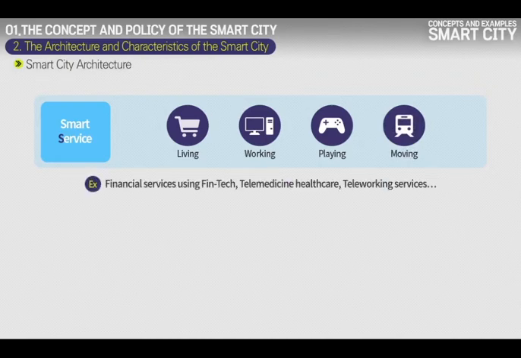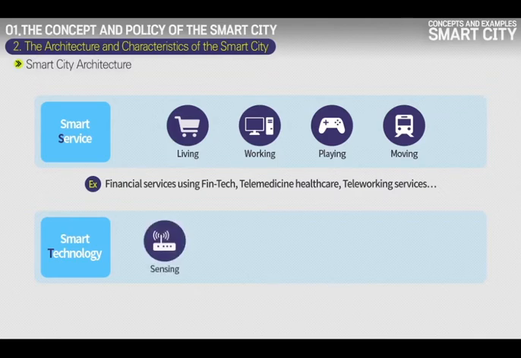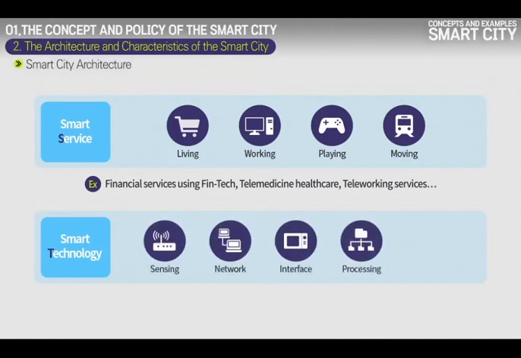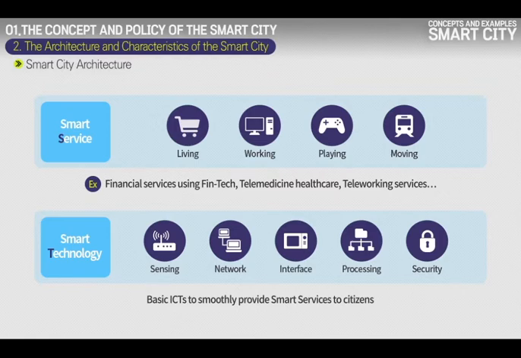They include financial services using fintech, telemedicine, healthcare, and teleworking services. Next, the T for technology in STIM architecture refers to basic ICTs that contain sensing, network, interface, processing, and security, smoothly providing smart services to citizens.